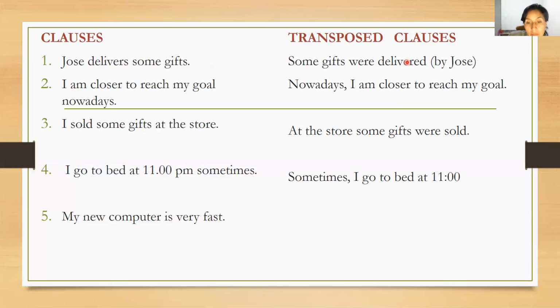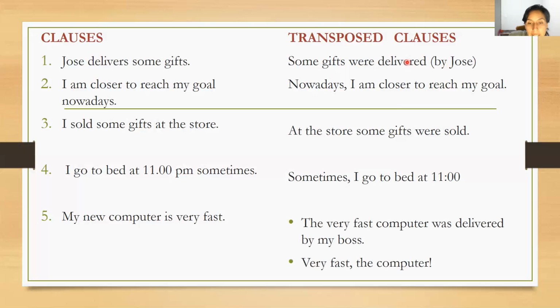After that, sometimes I go to bed at 11 p.m. In that example, I transpose the adverb of frequency sometimes, the sequence sometimes, to the front of the clause. The last one, the very fast computer was delivered by my boss. Here, very fast is the modifier of computer.